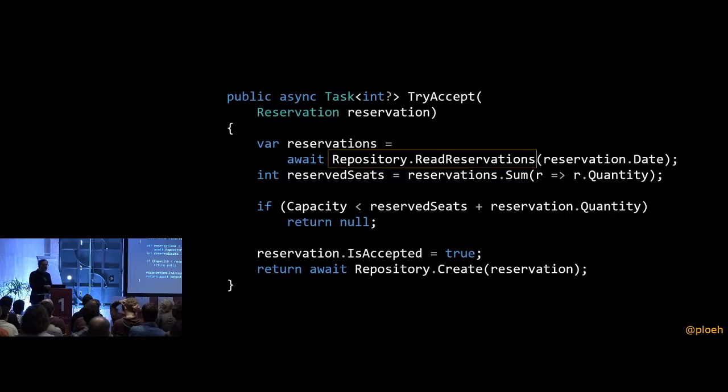It's things that we'd like to happen at the boundary of the system and not inside the domain logic. Now, another problem here is repository create. This is problematic for a different reason because it creates a side effect. It creates a record in the database. It changes the state of the database.